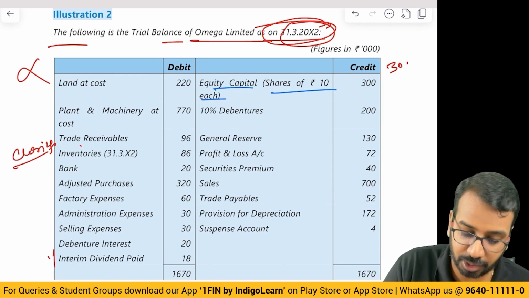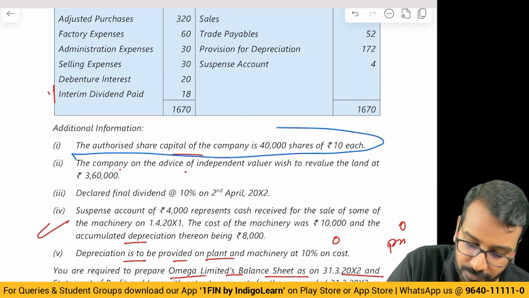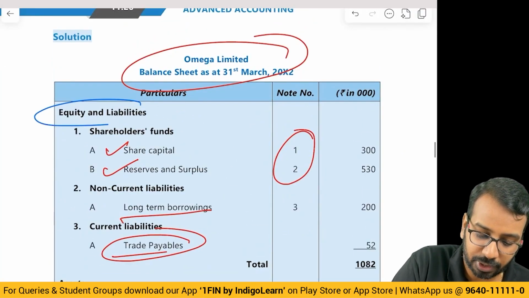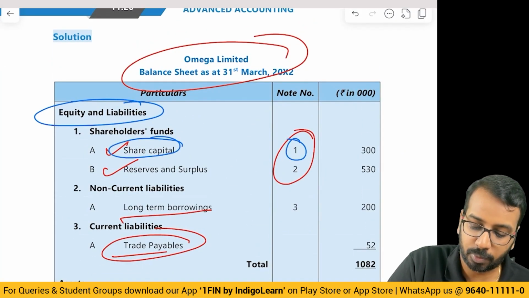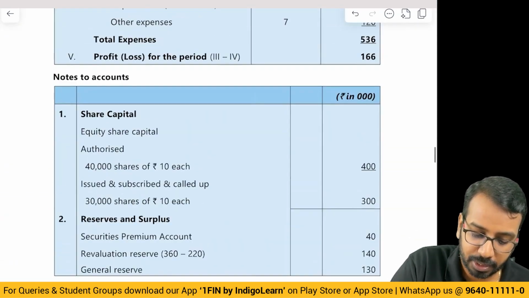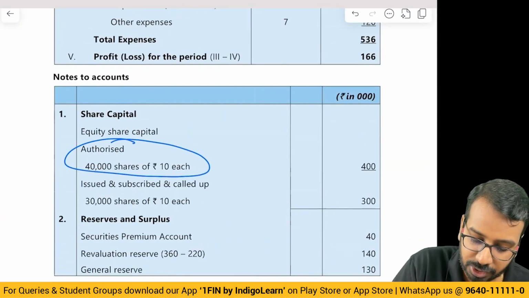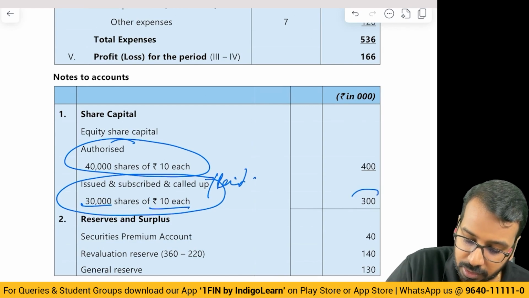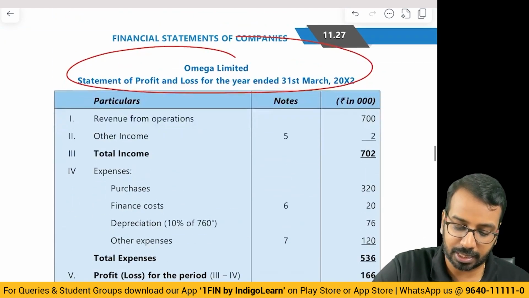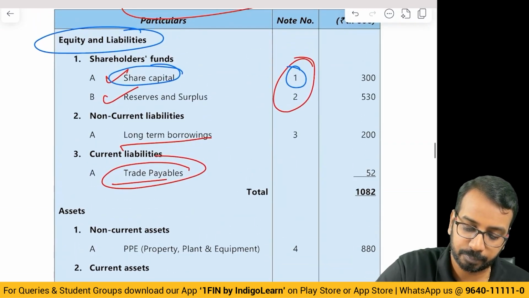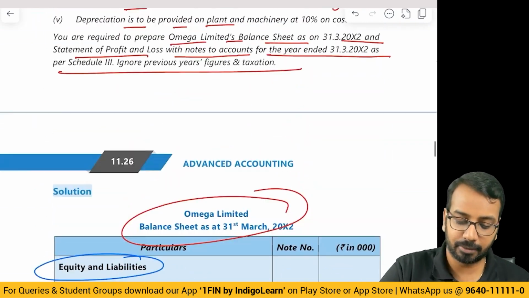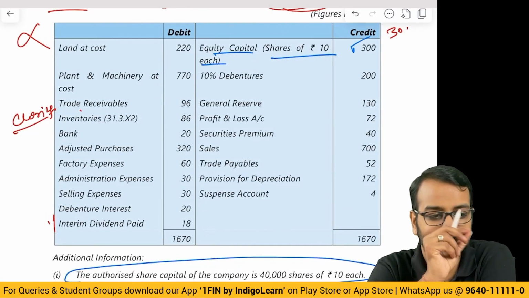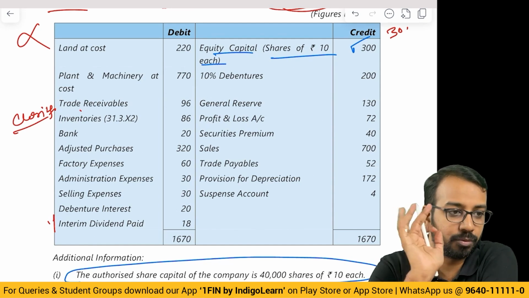Equity share capital of 10 each. And here we have the authorized share capital of the company, 40,000. So in the balance sheet, you will come to the equity and liabilities side, share capital, note number 1. So go to note number 1. In note number 1, you will write authorized 40,000 of 10 each, issued, subscribed, called up and paid up 30,000 into 10, 300. This 300 immediately comes and plots over here. Okay, then this is done, single tick. Give a small tick, pencil, it is okay, it will not harm you.